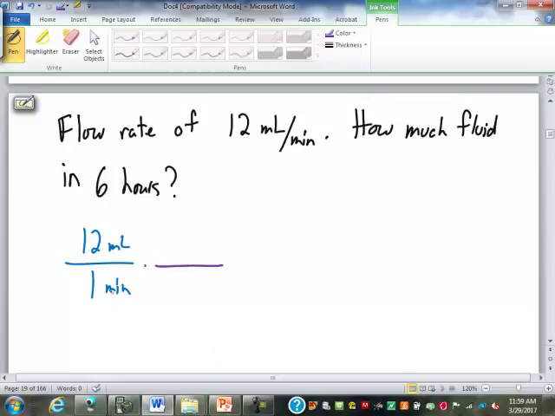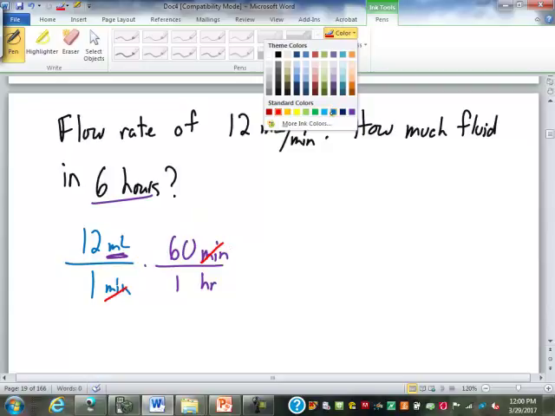I have to get rid of minutes first, so we want to keep the milliliters of fluid, because we're looking for how many milliliters of fluid here. So we're getting rid of minutes here, and it looks like I have to take it to hours. So I'll put in minutes and hours. 1 hour is 60 minutes. So the minutes are gone.